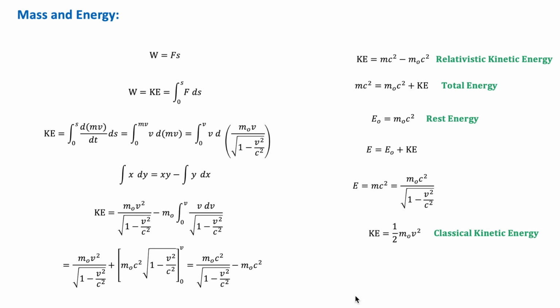And so if the object is moving, its total energy is given by m naught c squared over the square root of 1 minus v squared over c squared. And this shows that mass and energy are not independent entities. The laws of conservation of energy and conservation of mass are one and the same, and are combined into the conservation of mass-energy, okay?